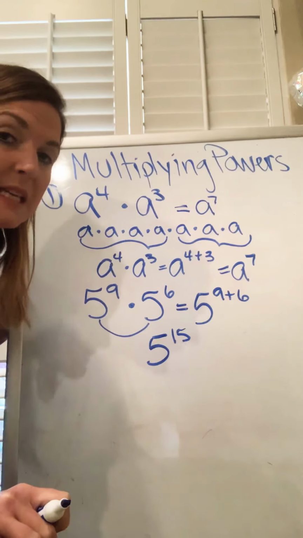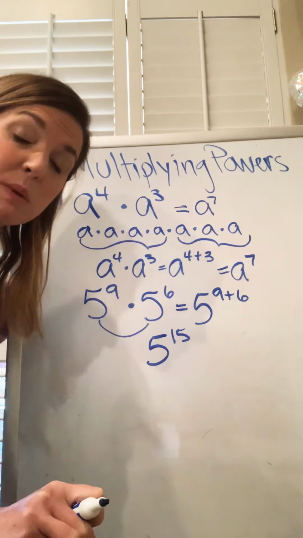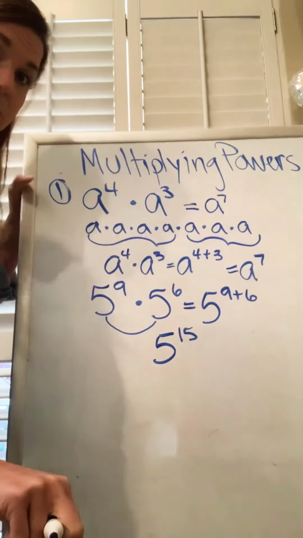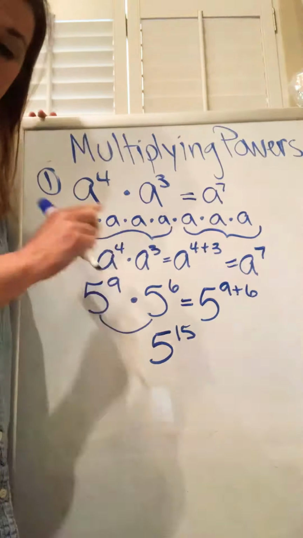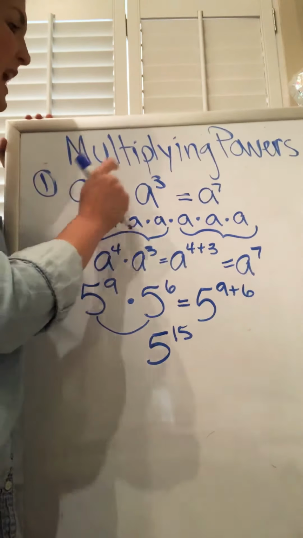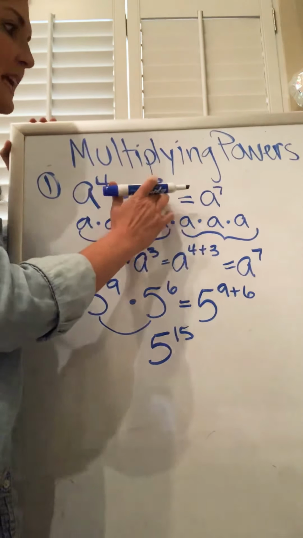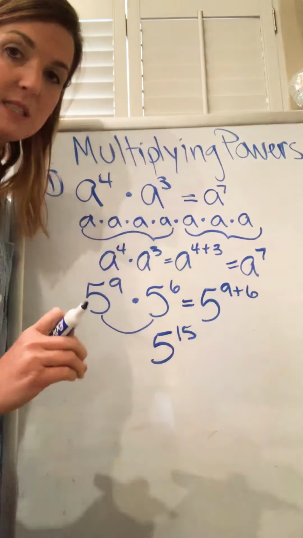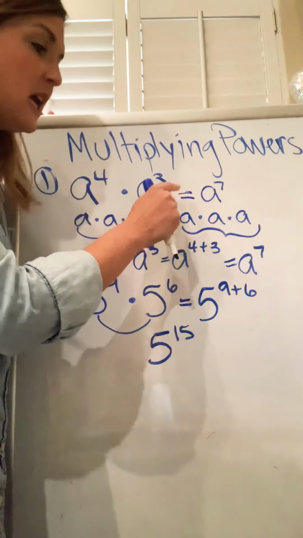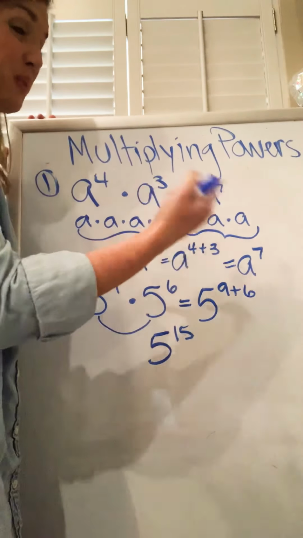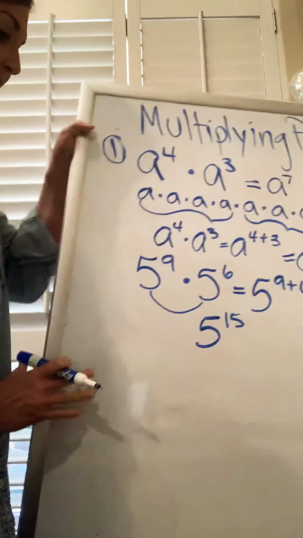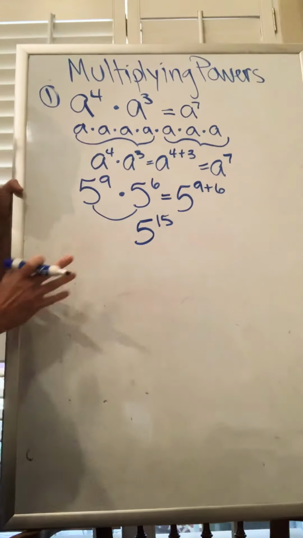If there are different bases, you cannot add the exponents together. The bases must be the same. So this is multiplying powers. Product of powers just says that if our base is the same, we add our exponents. If it's a negative exponent, and we haven't gotten to negative exponents, I'm going to do that with y'all next week, then you would do 4 plus negative 3. Well, that's positive 1.